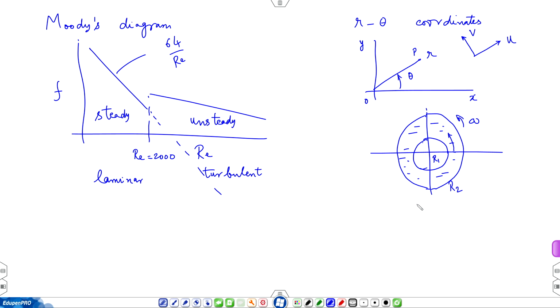What is transverse here? U. This is the transverse velocity. You expect transverse velocity to be 0 and only v to survive, under the fully developed flow approximation.